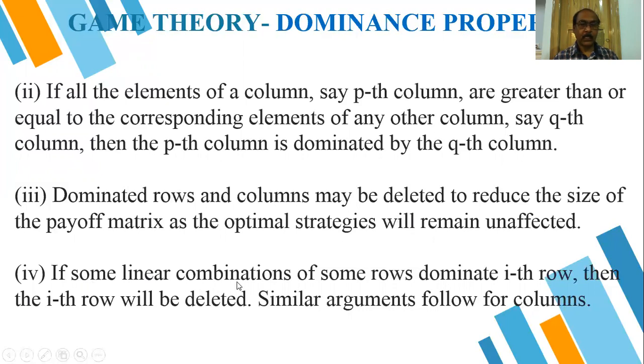If some linear combination of some rows dominates the ith row, then the ith row will be deleted. Here we are taking not just a linear combination but a convex combination: the sum of the coefficients in the combination should be 1. A similar argument also applies for column domination. This is known as the convex combination. Convex combination means the sum of the coefficients will be 1.